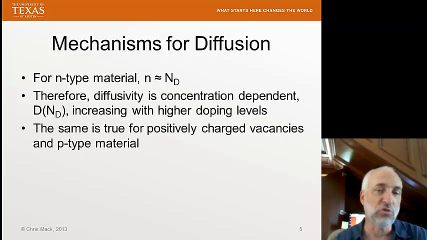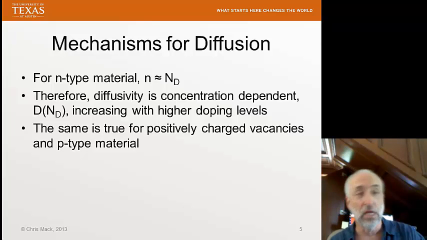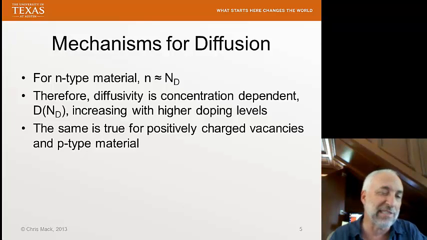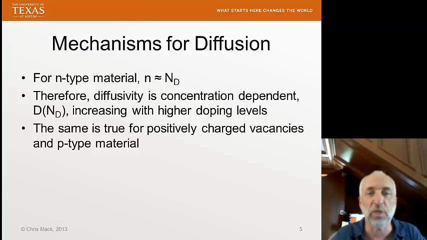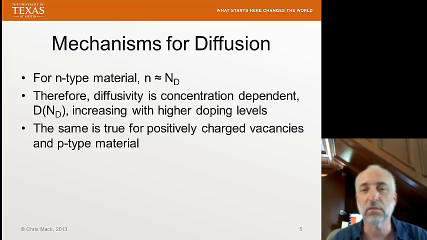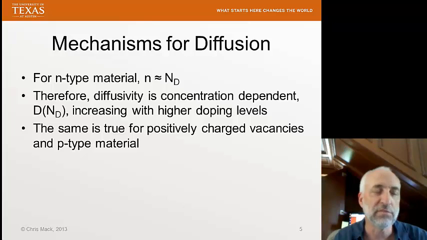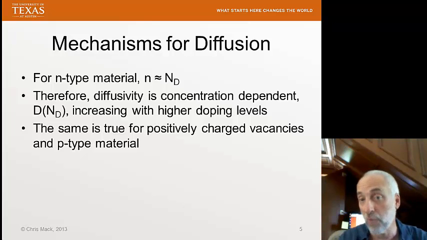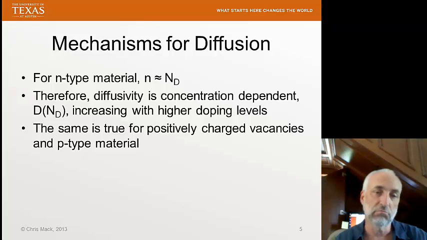The same is going to be true for positively charged vacancies in a p-type material. But basically positively charged vacancies in an n-type material don't help us, don't enhance diffusion at all. They don't participate in the diffusivity at all. And in fact, they're not very likely. If we have a lot of negative charges floating around, it's very unlikely that you'll find a positively charged vacancy.